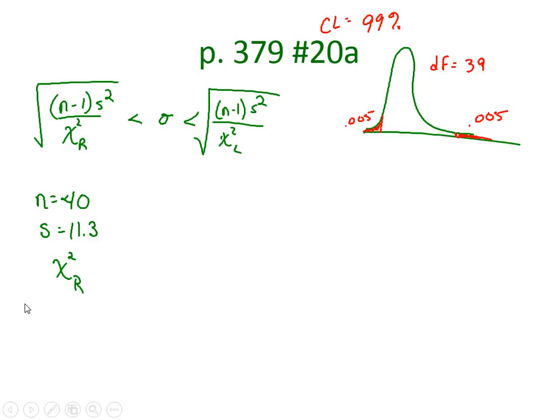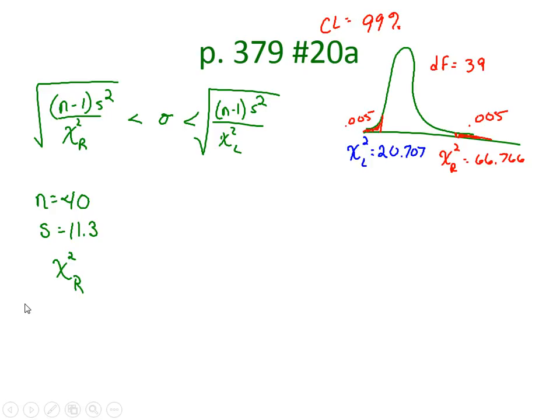So what are my critical values? What's my chi-squared on the right? Wait, yes. Sorry, I was looking at the wrong problem. Are you guys agreeing with that one? Now let's go ahead and find chi-squared on the left also. Do you guys agree or disagree with Aaron? Okay. So we've got the 20.707.